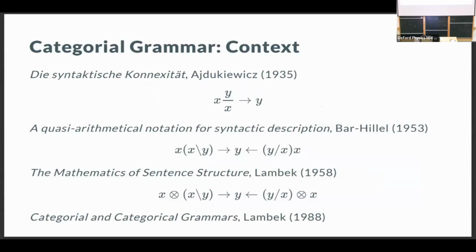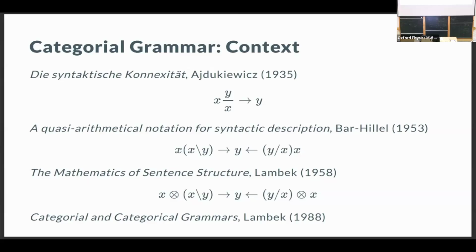And the idea is that x is going to be the noun, the subject of your sentence. Y over x is going to represent a verb, which takes x as an input and gives y as an output. So you replace the equality sign by an arrow in this way. And I guess now you take this fraction bar and you just tilt it to the left or to the right, and you distinguish between essentially fractions on the left or on the right-hand side. That was introduced by Bar-Hillel.